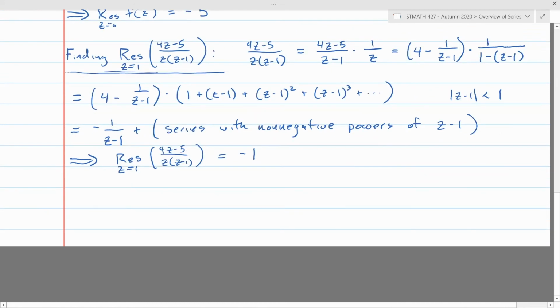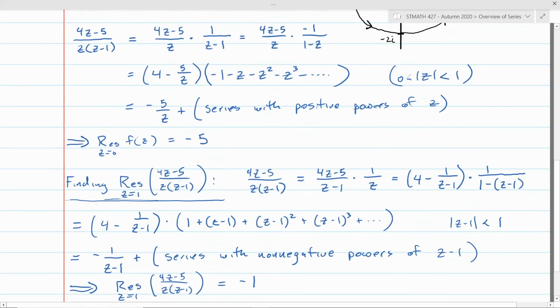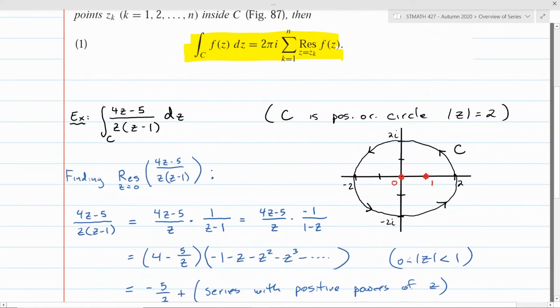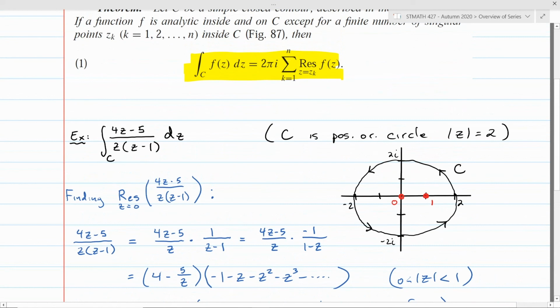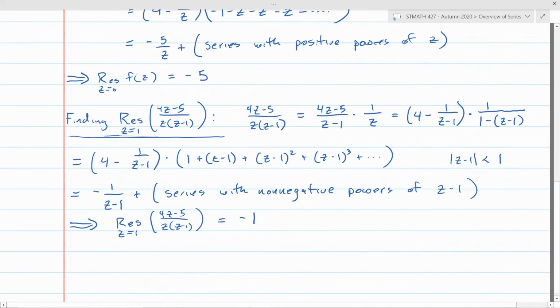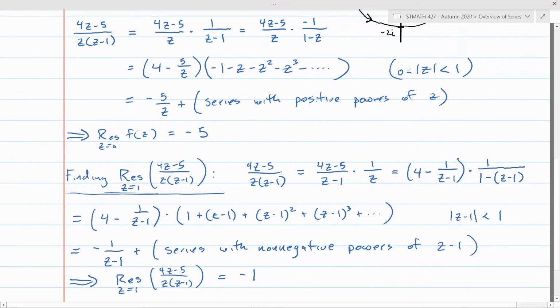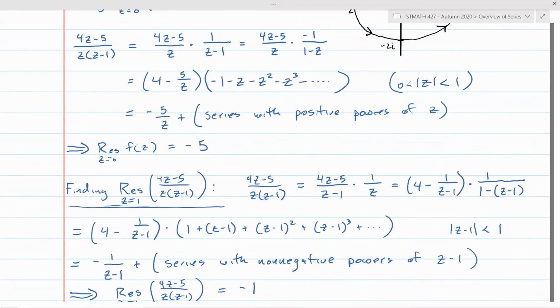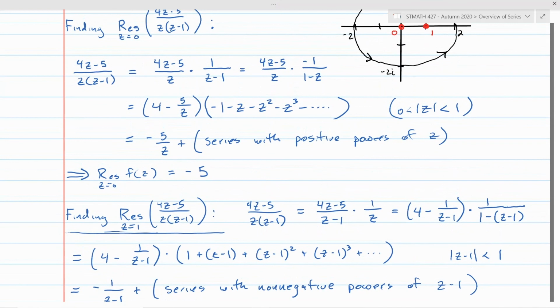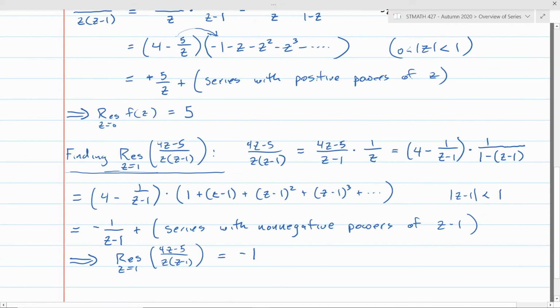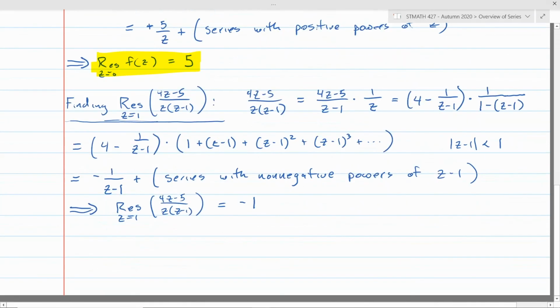So now we can apply the theorem at the top. We've got the residues, so we just have to add up the residues and multiply by 2 pi i. So what were our residues? We had negative 5 and negative 1. No, wait, it should have been a positive 5. What did I do wrong here? Oh, yeah. When I was doing my first residue here, when I distributed the negative 5z onto the negative 1, it should have been a positive 5z. So that first residue should have been a positive 5. Okay, so we got this residue, and I got this residue.